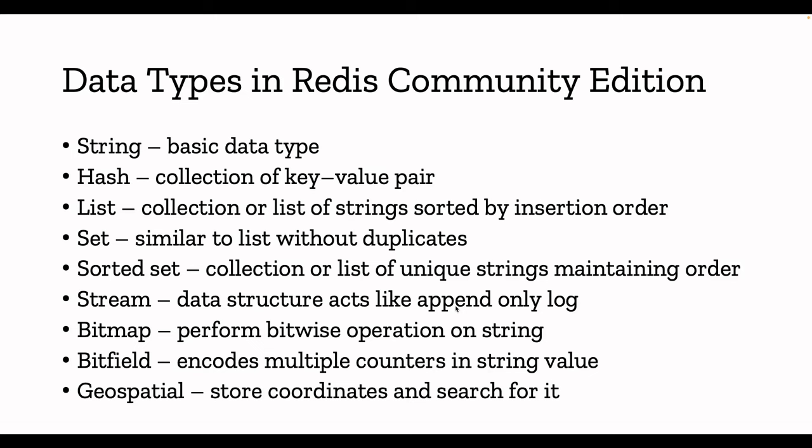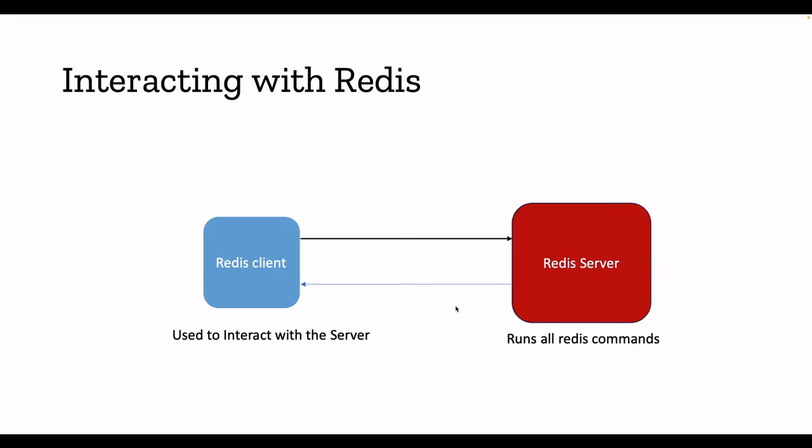Of course, bitmap performs bitwise operations on strings, followed by bit field, which encodes multiple counters and string values, and followed by geospatial data, as I already mentioned earlier, to store coordinates and search for them. These are some of the key data types which Redis Community Edition supports. But in this video, what I'm going to focus more on is string, hash, and stream. These are the widely used data types, I would say, for IoT use cases. So basically, this is how you interact with Redis.